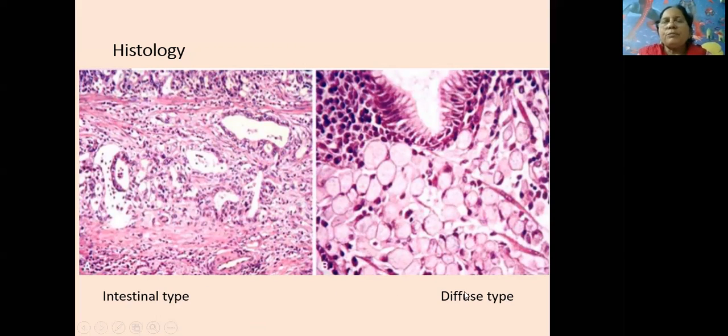Whereas in diffuse type, see here, what are these cells? They are resembling like vacuolar cells, but it is not vacuolated. The mucus is present within these cells, and the nucleus is pushed towards the periphery. They are called signet ring cells. Okay, signet ring cells. So that is that linitis plastica, diffuse type.